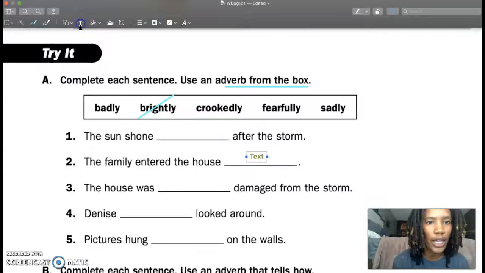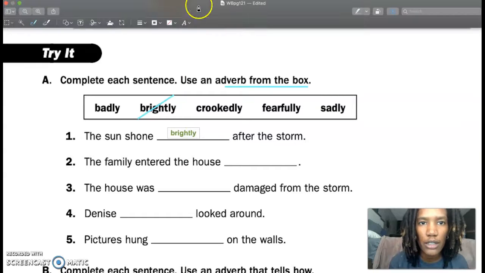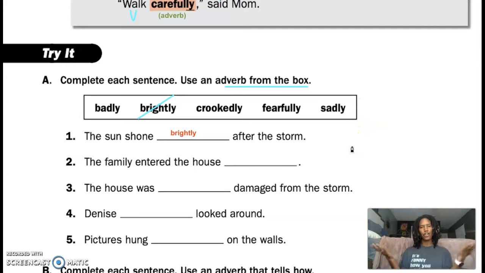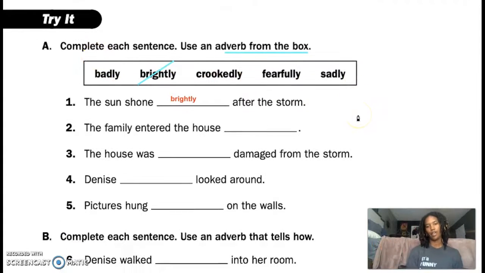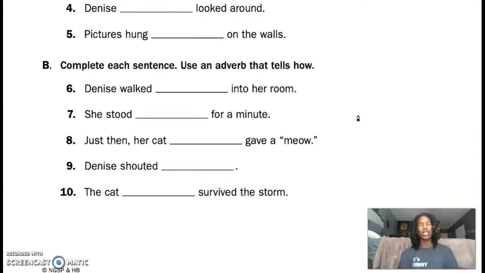All right, so we're going to go ahead and we are going to come on, guys. There we go. Brightly. And let's change the color to red. Okay? So there you go. You just have to choose which is the correct word. All right. Now down here in the bottom, you have to come up with your own adverbs.